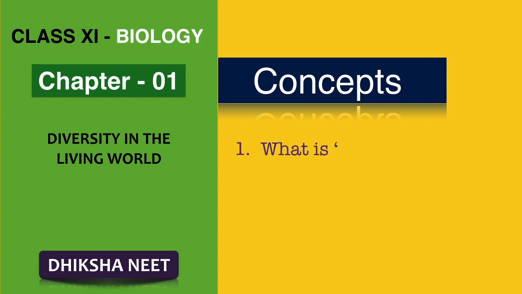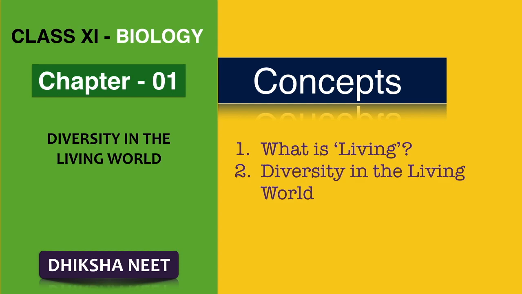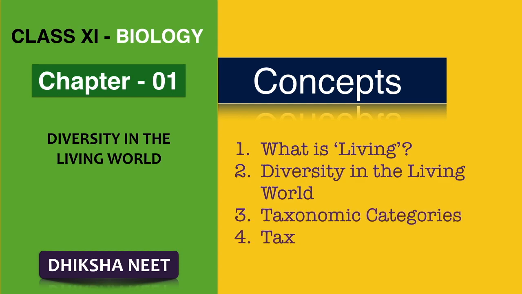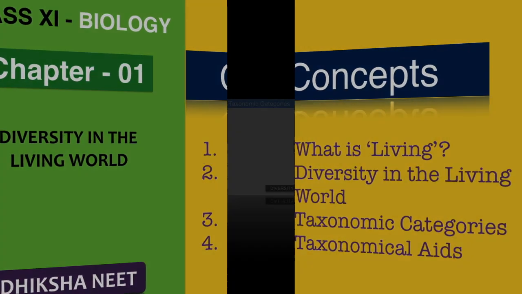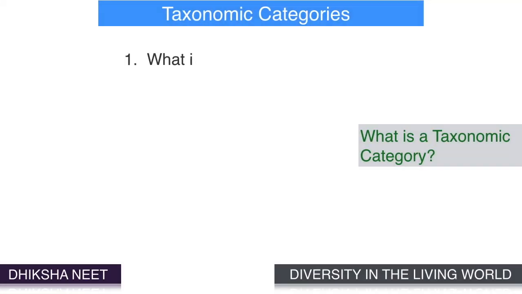There are 4 concepts discussed in the first chapter, diversity in the living world. They are 1. What is living? 2. Diversity in the living world. 3. Taxonomic categories. 4. Taxonomical aids. Let us see now the third concept, taxonomic categories. The discussion here helps you understand the following.